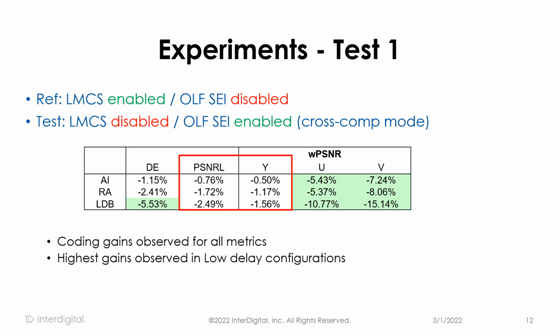In the first reported test, we compare in-loop LMCS to out-of-loop mapping. So in this test, the reference corresponds to LMCS enabled and out-of-loop mapping disabled, and the test corresponds to LMCS disabled and out-of-loop mapping enabled. In red box, we emphasize the Luma-related metrics. What we can observe from this slide is that the coding gains are observed for all metrics, and we also see that the highest gains are observed in inter-configurations and in particular in low delay configurations, where a gain of 2.5% can be observed for PSNR L or 1.56 for WPSNR Y.